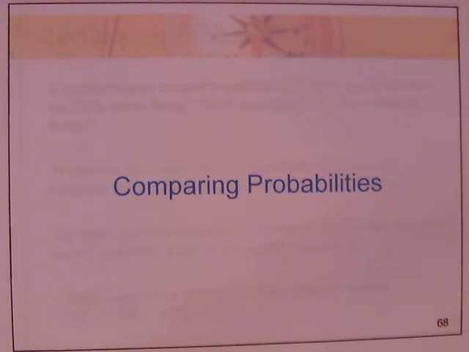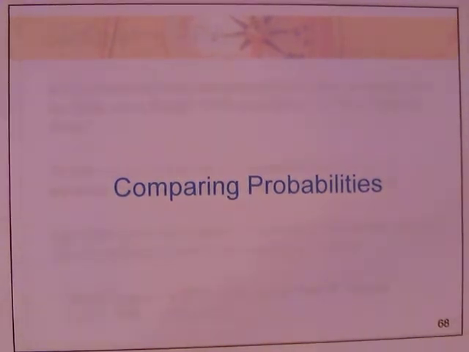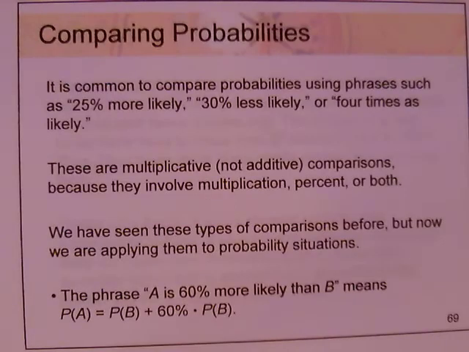Now, we'll talk about comparing probabilities. I believe that's going to be the last thing in this video that I'll talk about. It is common to compare probabilities using phrases such as 25% more likely, or 30% less likely, or 4 times as likely. These are multiplicative and not additive comparisons because they involve multiplication, percent, or both. We have seen these types of comparisons before, but now we're applying them to probability situations.